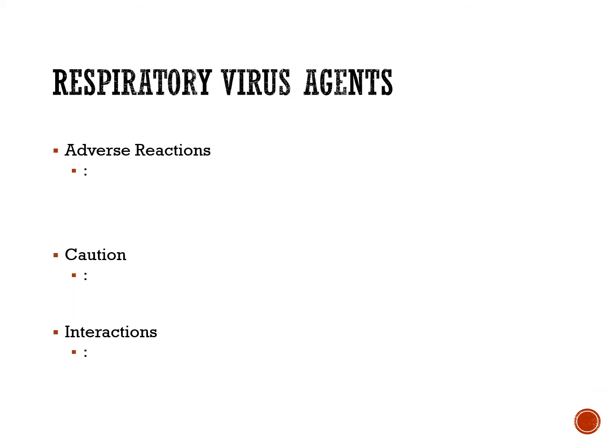Adverse reactions. The most common adverse reaction, of course, is GI distress, but some people complain of a little bit of dizziness, and some people may complain of insomnia as well. Be careful in people with renal or hepatic impairment. And then, of course, it's going to interact with a live flu vaccine, which just makes sense.